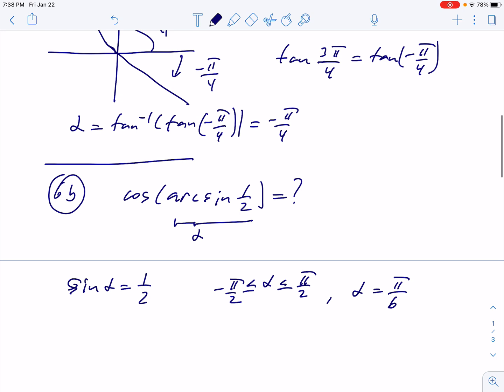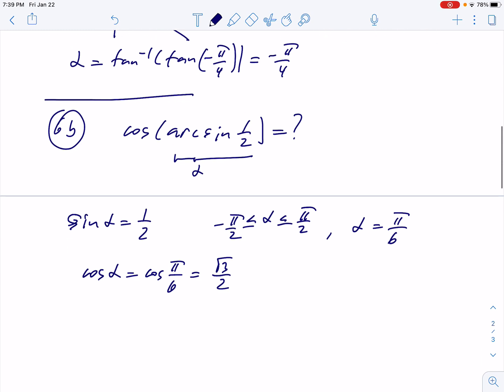If you're more familiar with 30 degrees, that's a very popular angle. Sine 30 degrees is 1/2. Okay, so alpha is pi over 6. And now we can find cosine alpha. This will be cosine pi over 6. And what is cosine pi over 6? Root of 3 over 2. We solved this problem also.